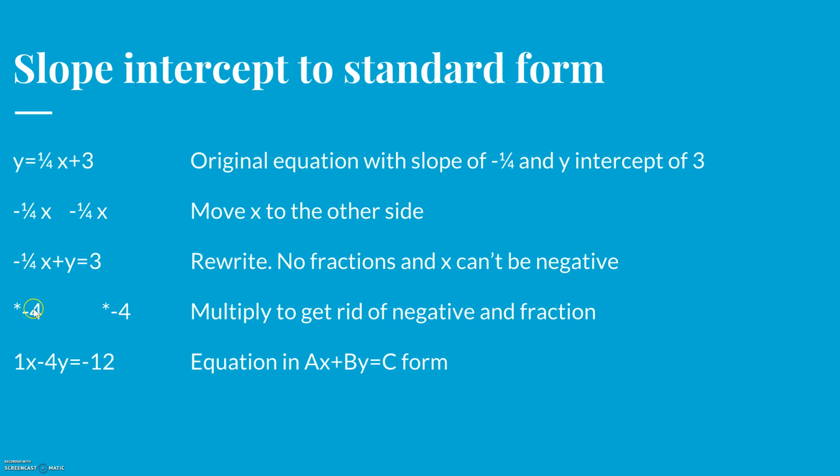Right? So negative 1/4 times negative 4 gives us positive 1x. Negative 4 times y gives us negative 4y. And negative 4 times 3 gives us negative 12. We're now in standard form with an a value of 1, a b value of negative 4, and a c value of negative 12.